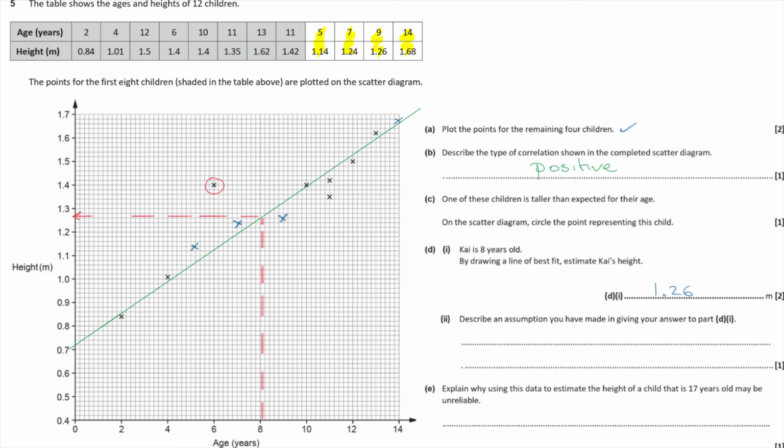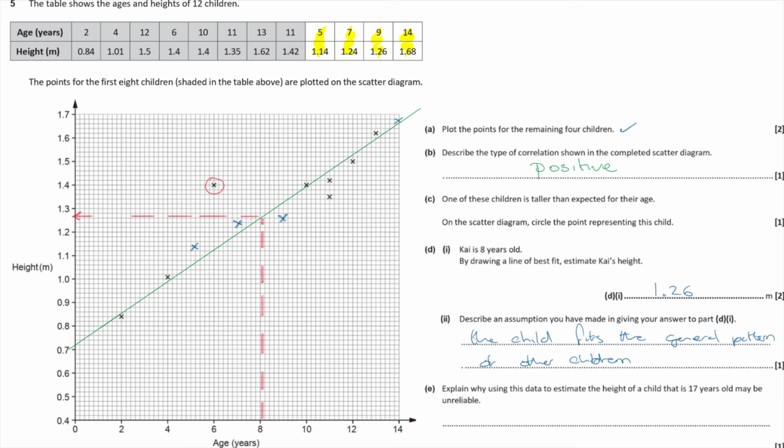What's my assumption? So what we're assuming here is that the child fits the same pattern as all the other ones, doesn't it? So it isn't like a freakishly tall person. It's just kind of generally follows the same pattern as everybody else. So, given assumption: the child fits the general pattern of other children.